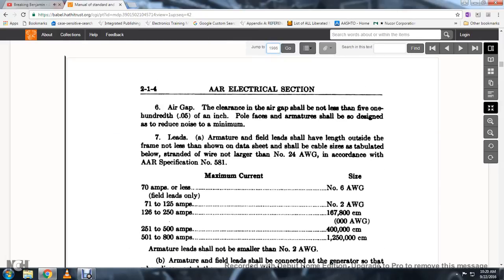6. Air gap. The clearance for the air gap shall not be less than 5/100ths of an inch. Pole faces and armature shall be so designed as to reduce noise to a minimum.